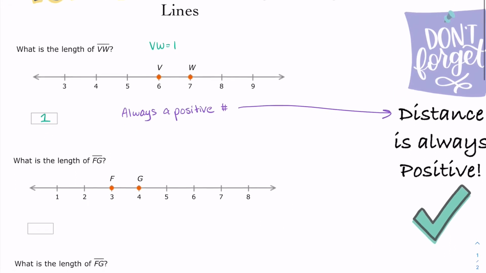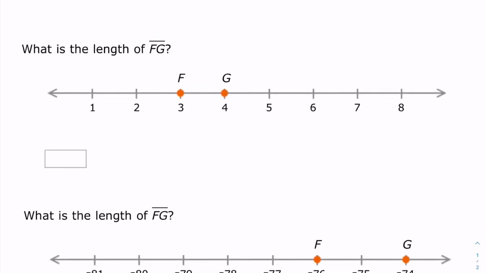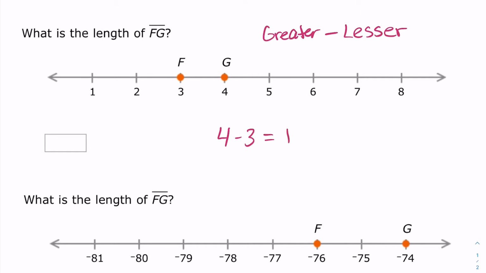All right. So let's do another one. 3 to 4, how far apart are they? Well, I can always take my greater number and take away my lesser number. So greater minus lesser, in this case, we get 1. It's going to help us in the future when we do some that are a little bit more difficult. So the greater number is always on the right-hand side, and the lesser is always on the left-hand side. So always do right minus left.